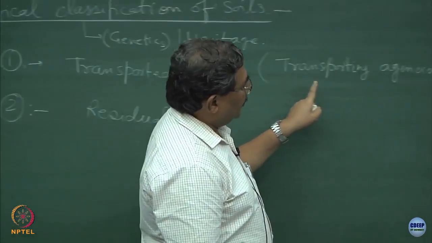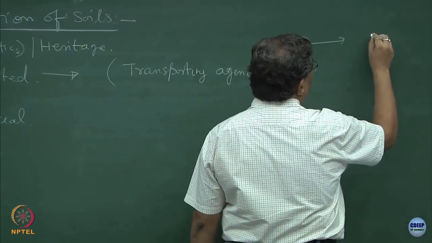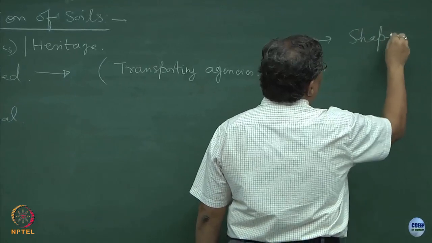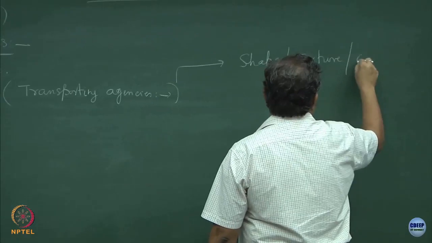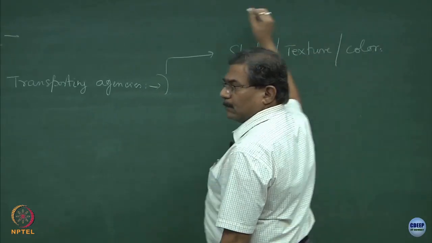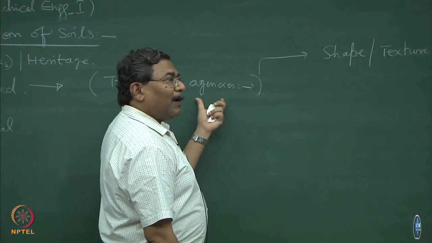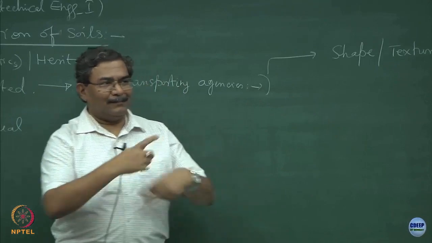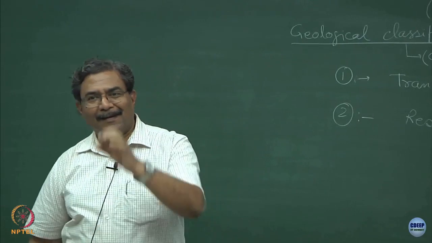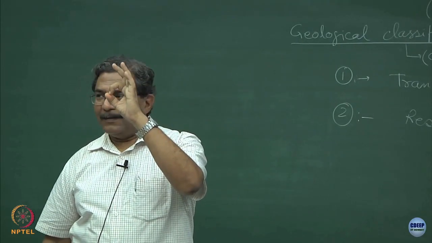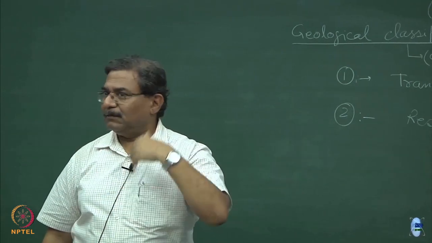Transported soils, depending upon the transportation agencies, will have peculiar attributes in terms of their shape, particles, texture, color. Why? If water is the carrier agency, what's going to happen? All these particles will be getting washed, I don't know how many times in their entire life. So what will happen? Shining particles, and more and more abrasion takes place because of the rolling effects.